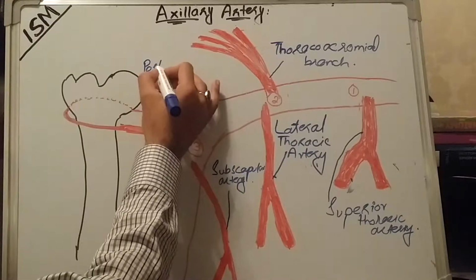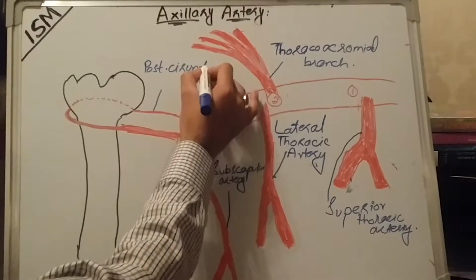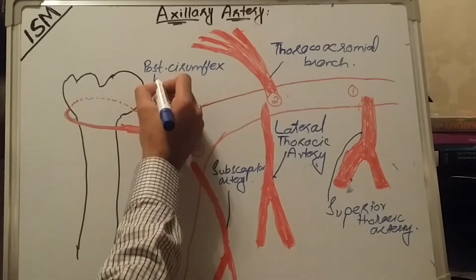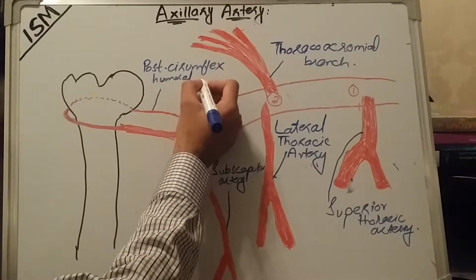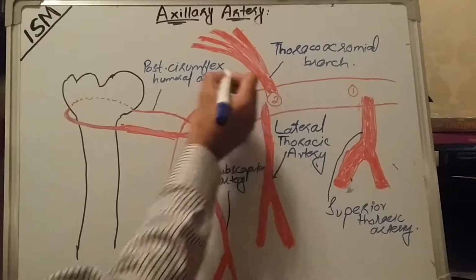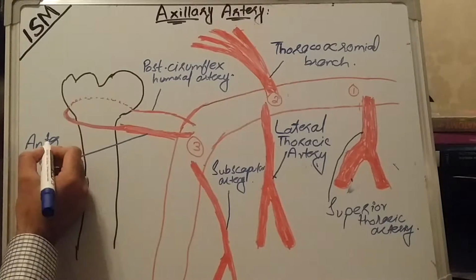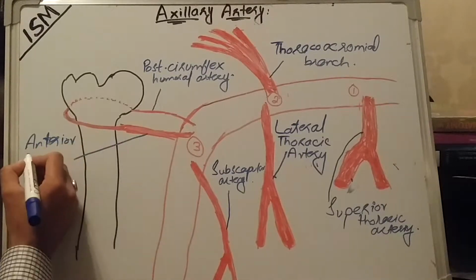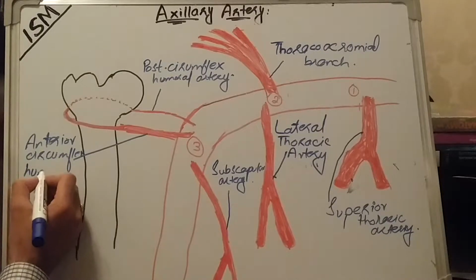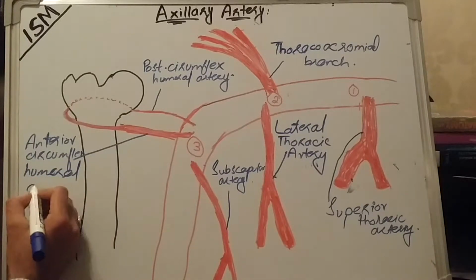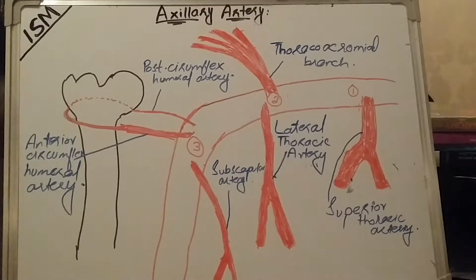It is the posterior circumflex humeral artery, and this will be known as the anterior circumflex humeral artery. So that is the whole thing about the axillary artery.